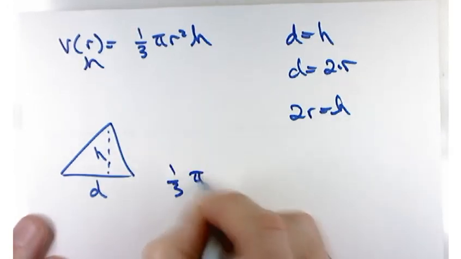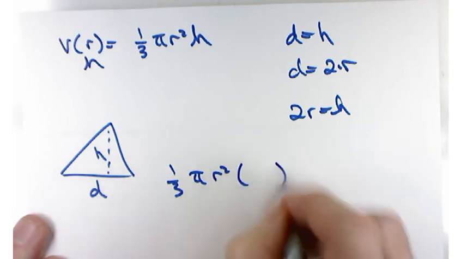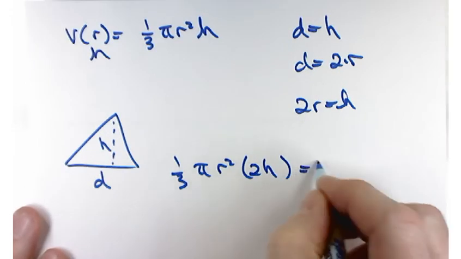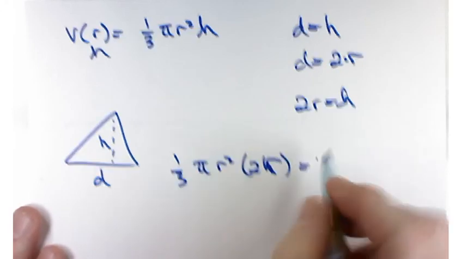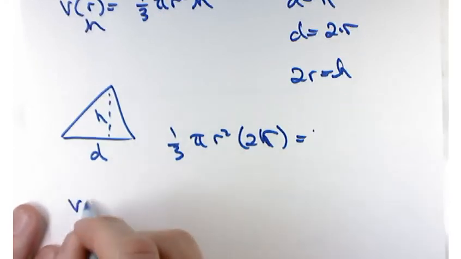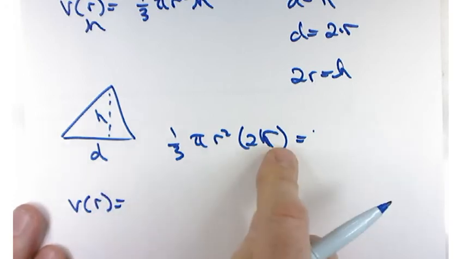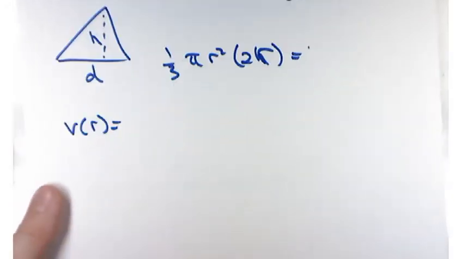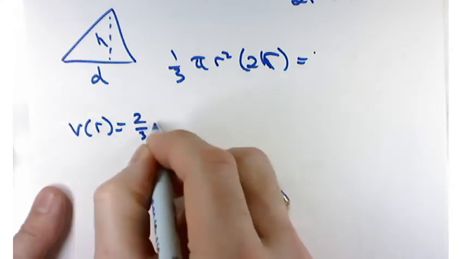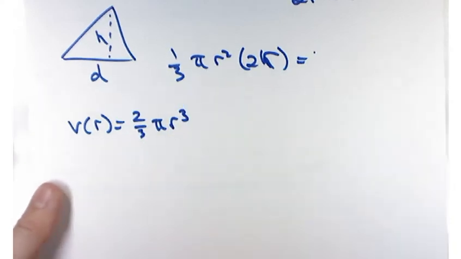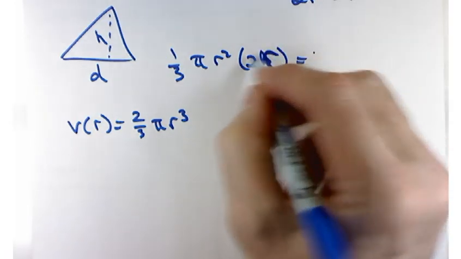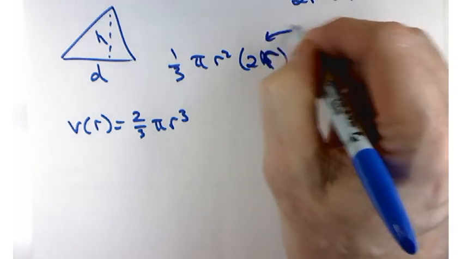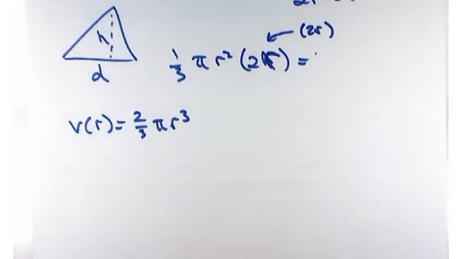So 1/3 pi R squared times 2R, sorry. So it gives me the volume, depending just on the radius now, not on the radius and the height, is going to be 2/3 pi R cubed. That's a 2R. Sorry about that. 2R.